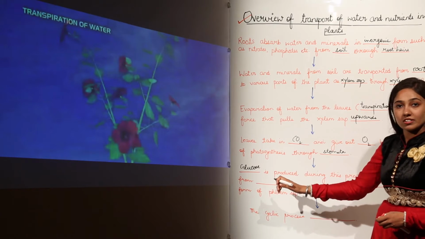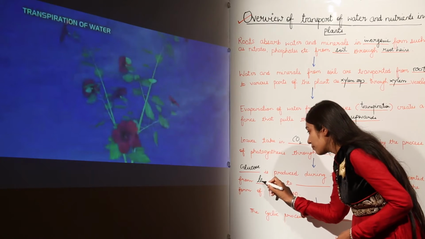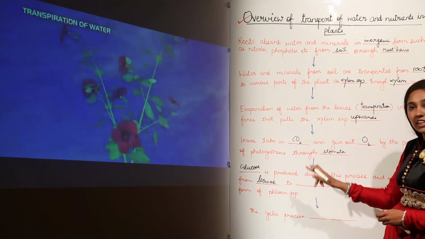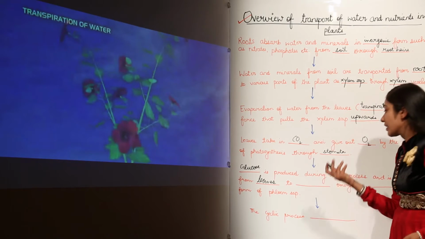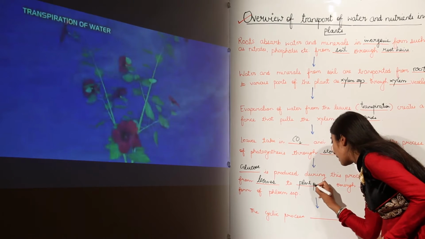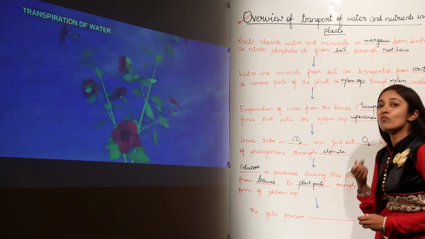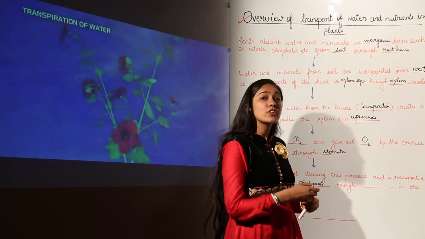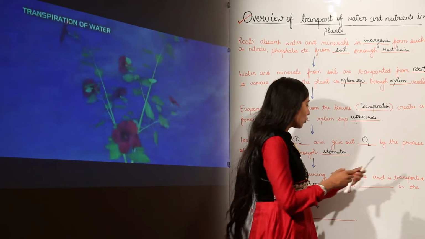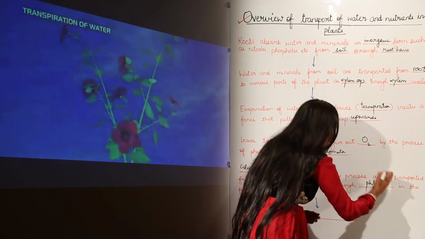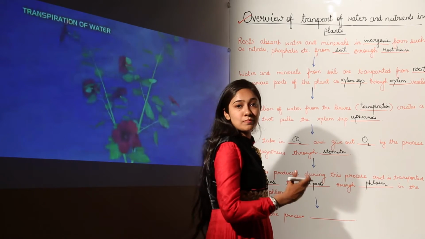Transported from what? From leaves, because the food is manufactured in the leaves of the plant. From leaves to other plant parts. So you can write to plant parts. Okay. Now through what? For the conduction of food, for the transportation of food in plants, we have a special conducting tissue that we call phloem. Through phloem, in the form of phloem sap.